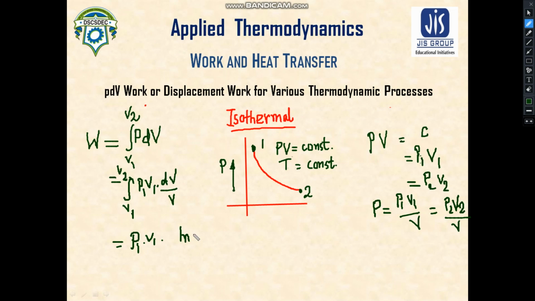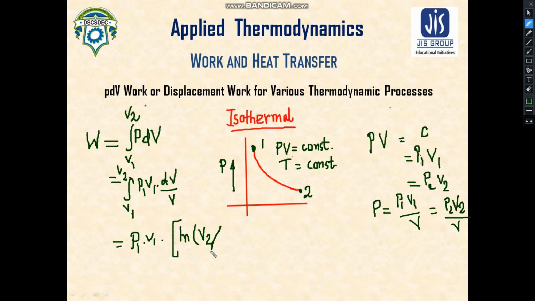and the integration of dV by V yields ln V. ln V with the limits of V2 and V1 will give you ln V2 minus ln V1. So this will be the final answer. The final answer can be much more simplified. You know the logarithm properties. This is very simple, school level mathematics. You already know about these logarithm things.